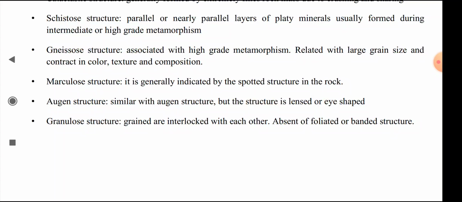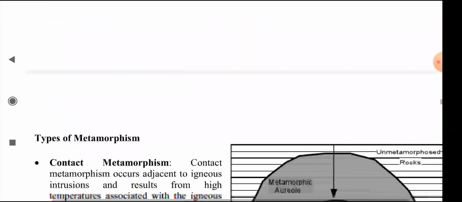Maculose structure is generally indicated by the spotted structure in the rock. Augen structure is similar to maculose structure, but the structure is lensed or eye shaped. Granular structure: grains are interlocked with each other, with absence of foliated or banded structure.